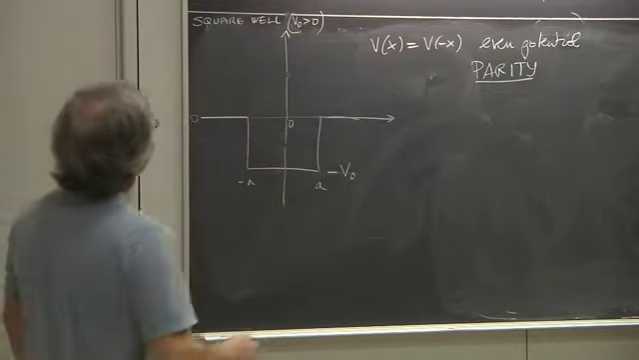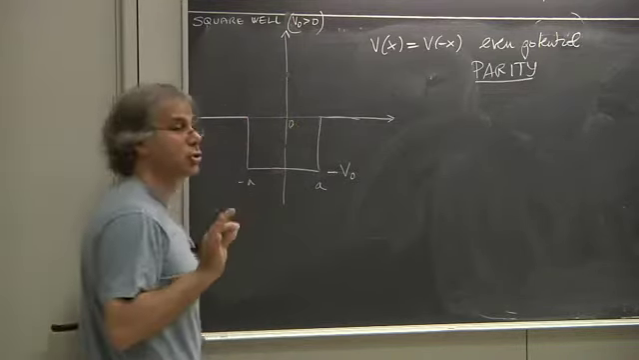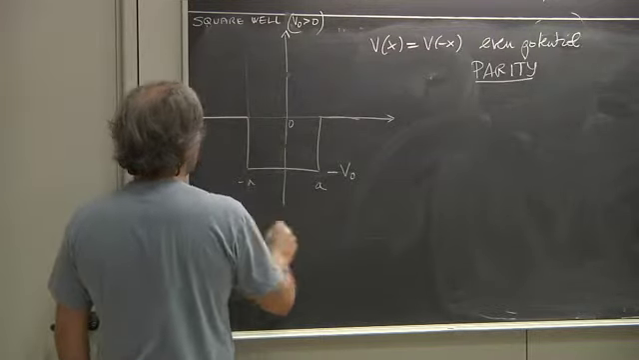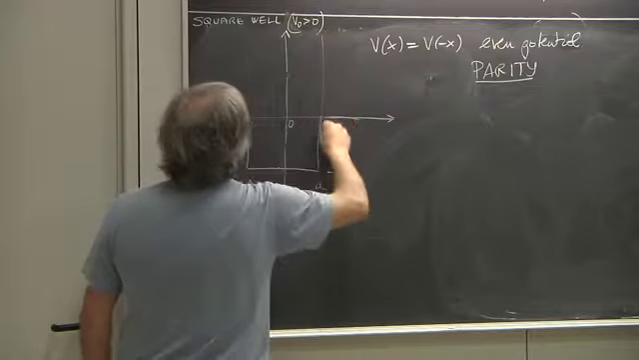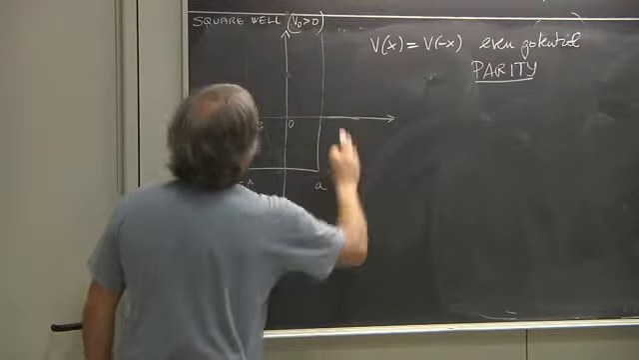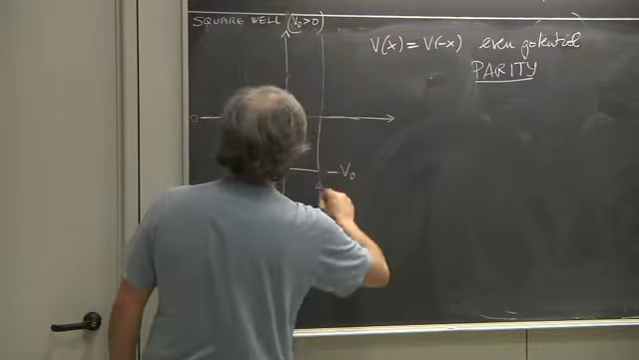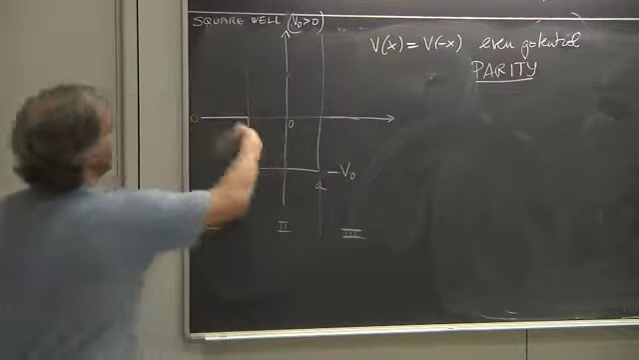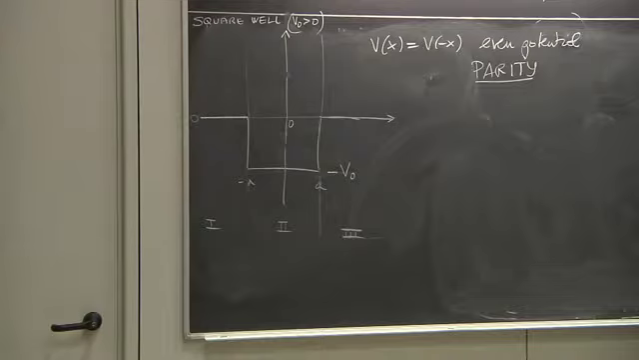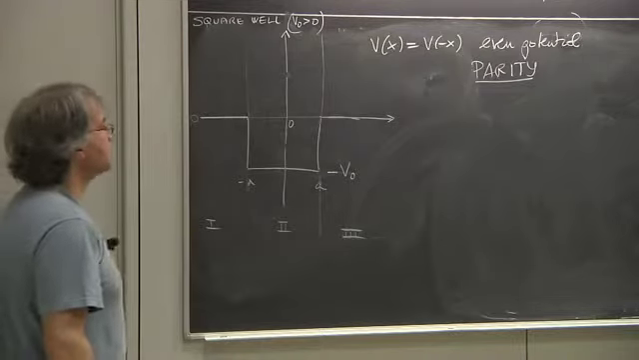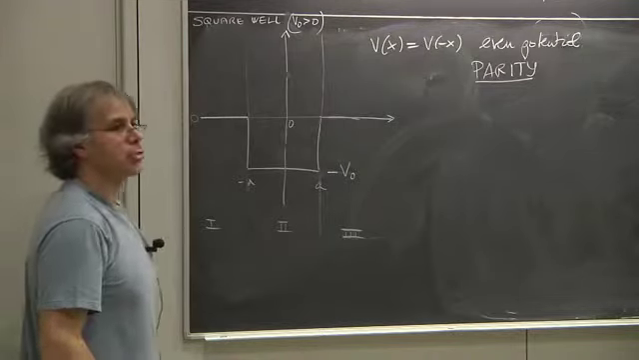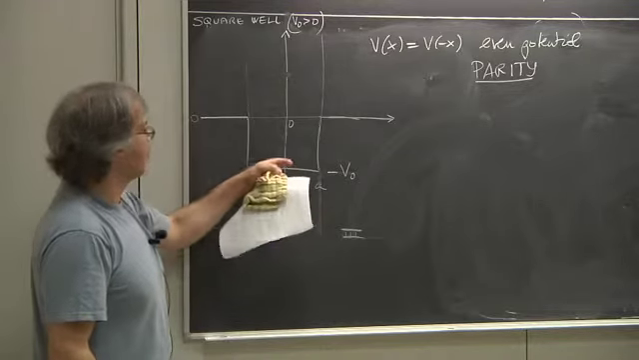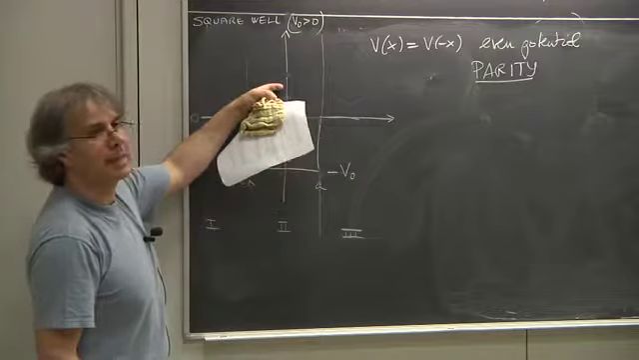Okay, so you realize that now there are three regions of space. The region, say, 1, the region 2 inside the well, and the region 3, which is here, to the right of the disturbance. Okay? So, energies, where should we look for them? Not here. From here up.